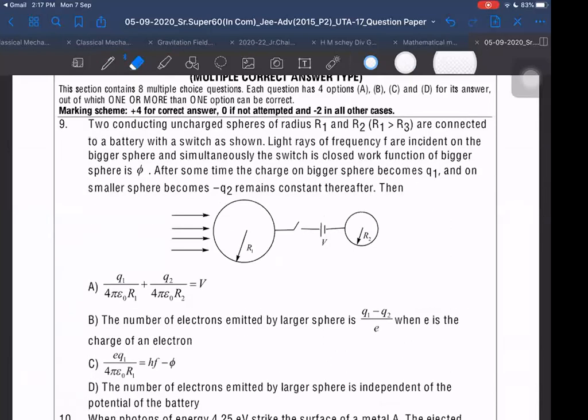Option B: the number of electrons emitted by the larger sphere is independent of the potential of the battery. Option D I am reading: the number of electrons emitted by the larger sphere is Q1 minus Q2 by e, where e is the charge on the electron. After some time, the charge on the bigger sphere becomes Q1 and on the smaller sphere becomes minus Q2.